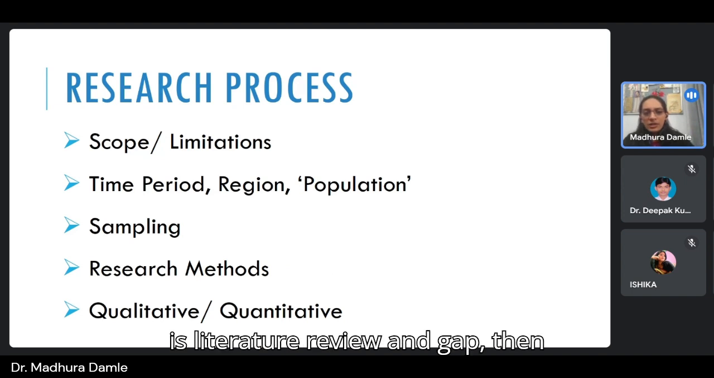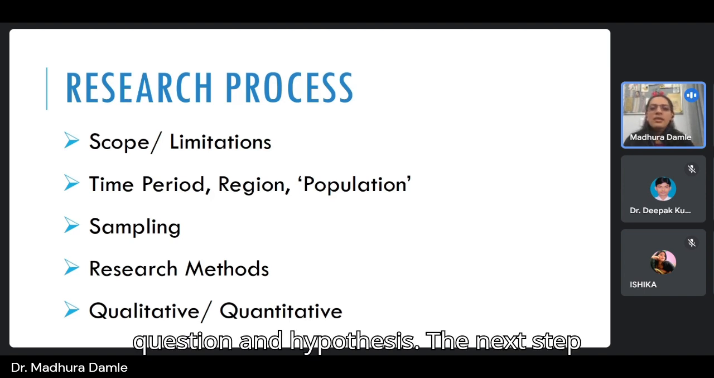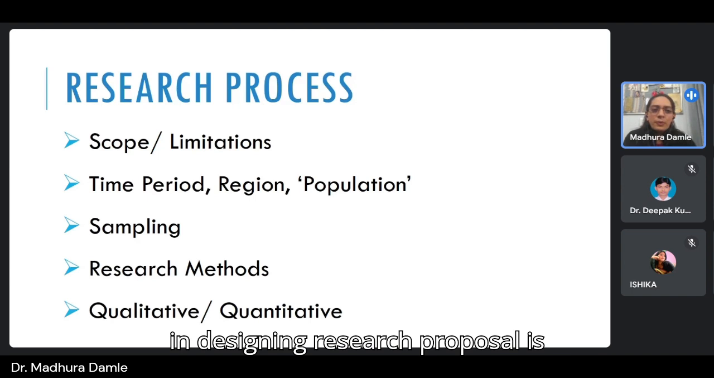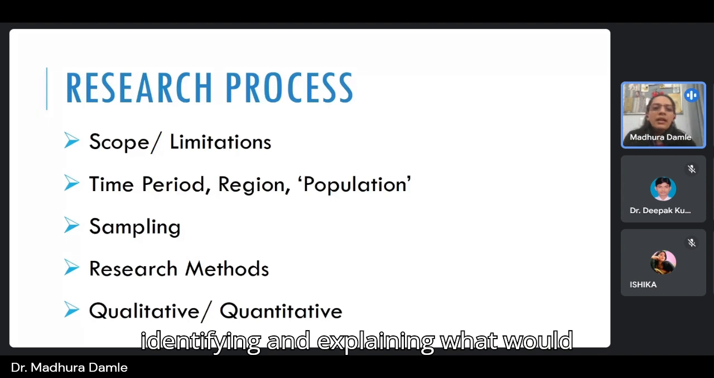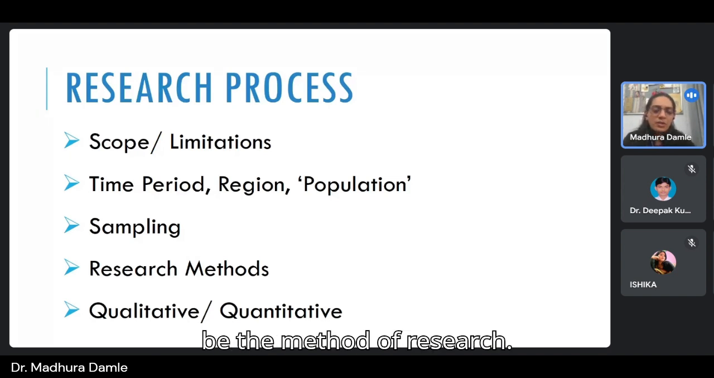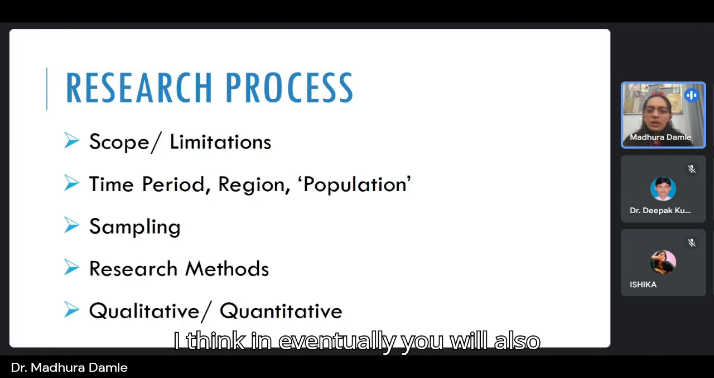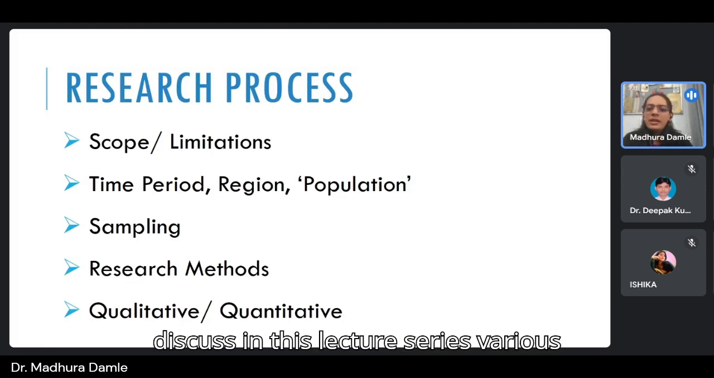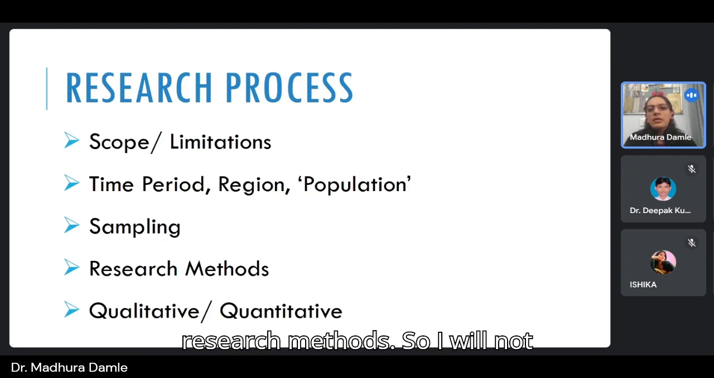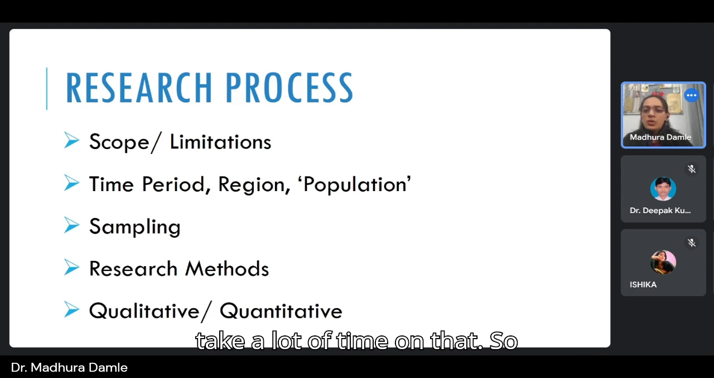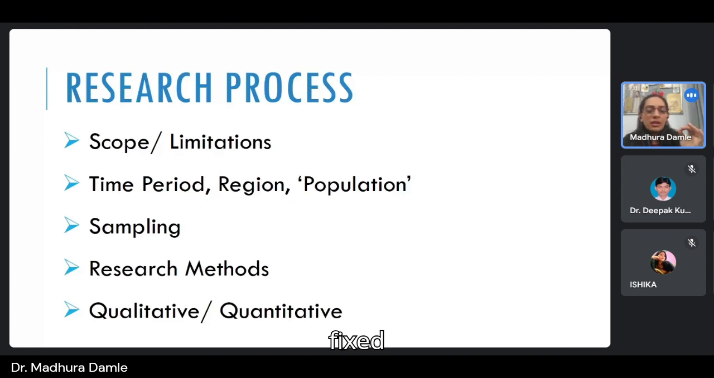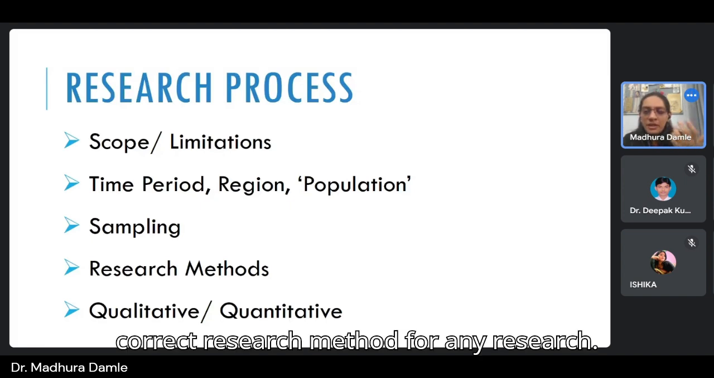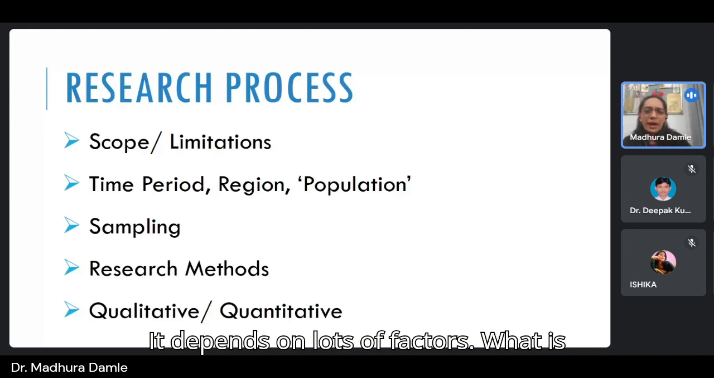So first is literature review and gap, then comes research question and hypothesis. The next step in designing a research proposal is methodology. That is identifying and explaining what would be the method of research. I think eventually you will also discuss various research methods in this lecture series, so I will not take a lot of time on that. Let me just say that there is no one fixed correct research method for any research. It depends on lots of factors.